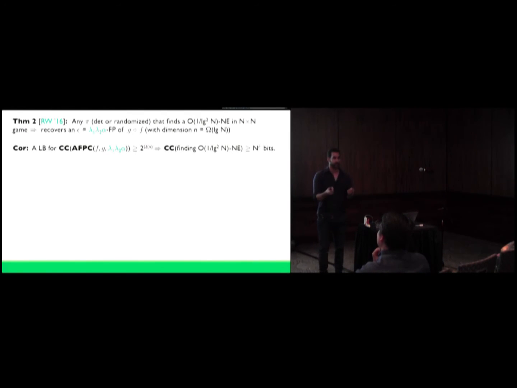Our second theorem is that, I'm running out of time, so I'll just say it. If we would have proved a slightly smoother version of our lower bound for the total version of the problem, then this would imply a polynomial lower bound on the number of bits required by any protocol that finds some intermediate approximate Nash equilibrium. Okay? Unfortunately, we were not able to do that.